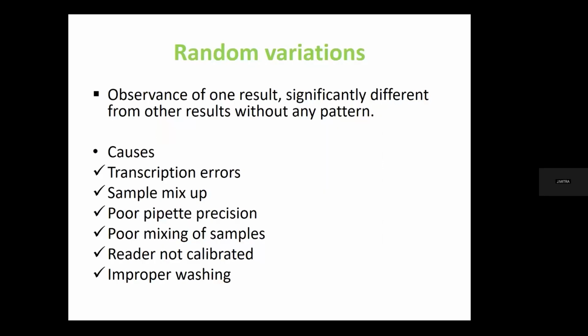And random variations, what happens? One result is significantly different from the other results, and there is no pattern; it happens randomly. So it may be transcription errors, or maybe due to sample mix-up, or poor pipette precision, or poor mixing of samples. Maybe the reader was not properly calibrated, or improper washing steps. So all together can lead to some random variations, random error in the control run.